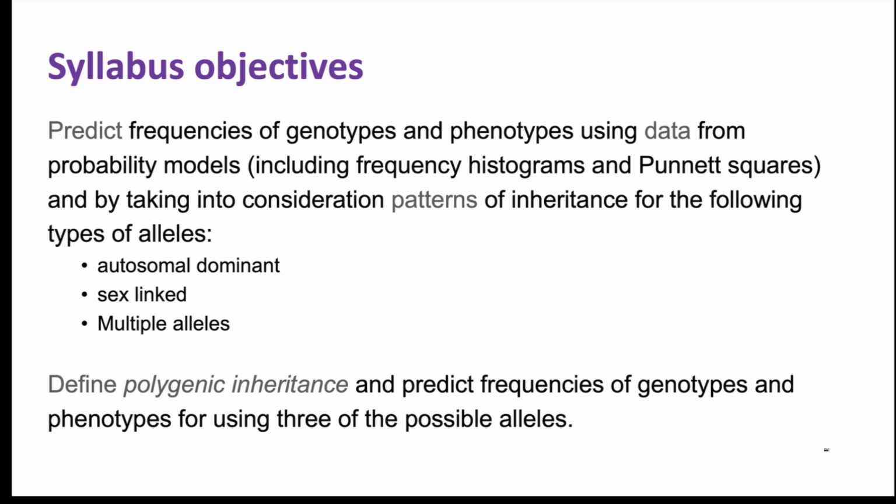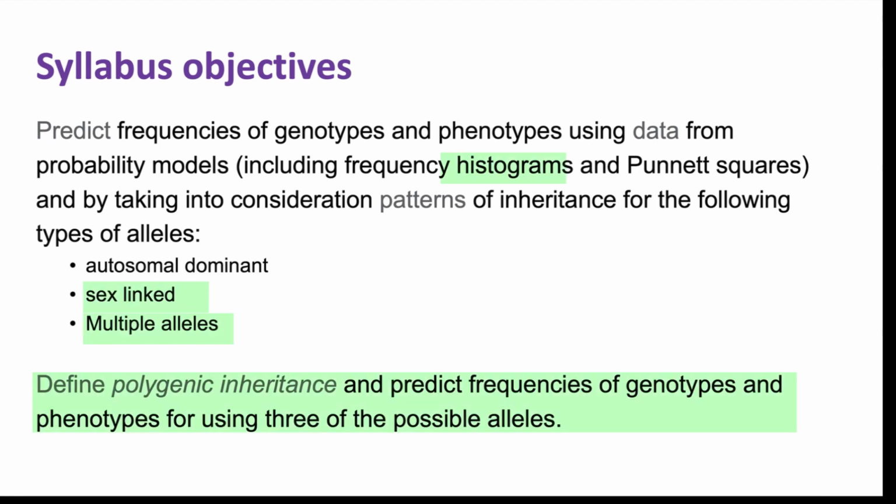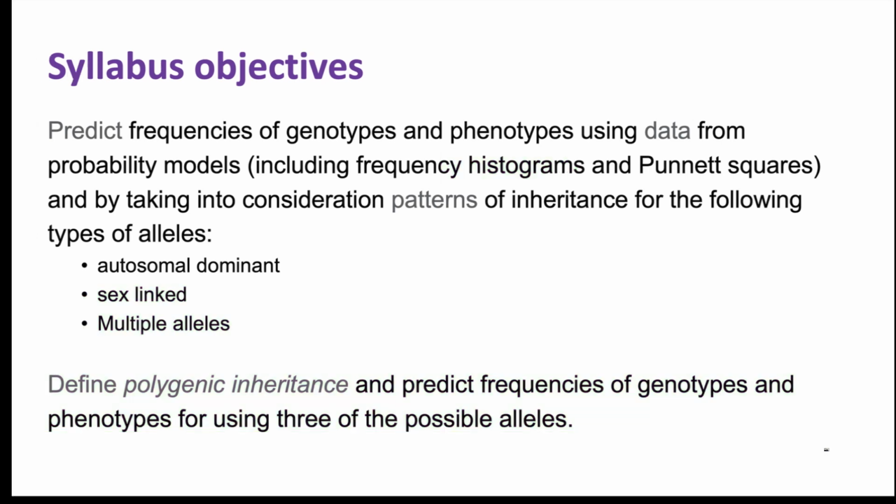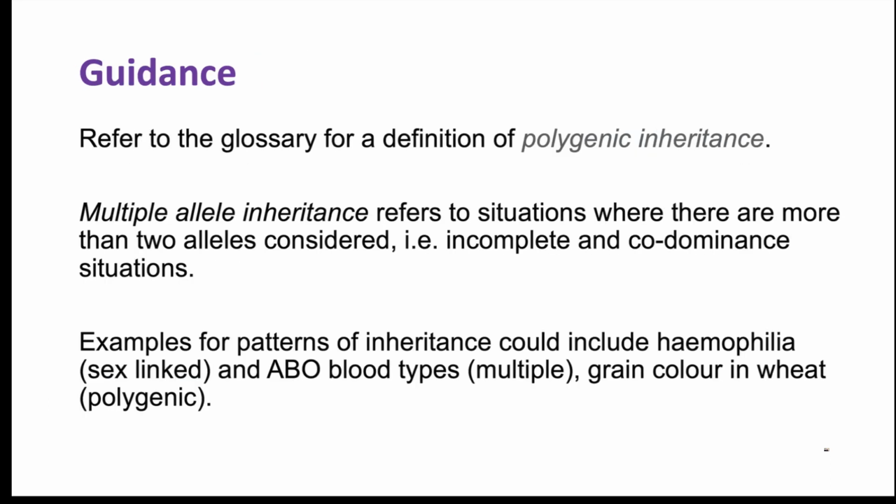There are your syllabus objectives. Make sure you understand all of those. And here's the guidance. As always, the definitions are in the glossary. It says multiple allele inheritance refers to situations where there are more than two alleles, considering incomplete dominance and codominance. We've done those. Examples of patterns of inheritance could include hemophilia. We did that one. ABO blood for multiple alleles. We did that. Grain color in wheat for polygenic. We did that. There was a lot there, wasn't there?